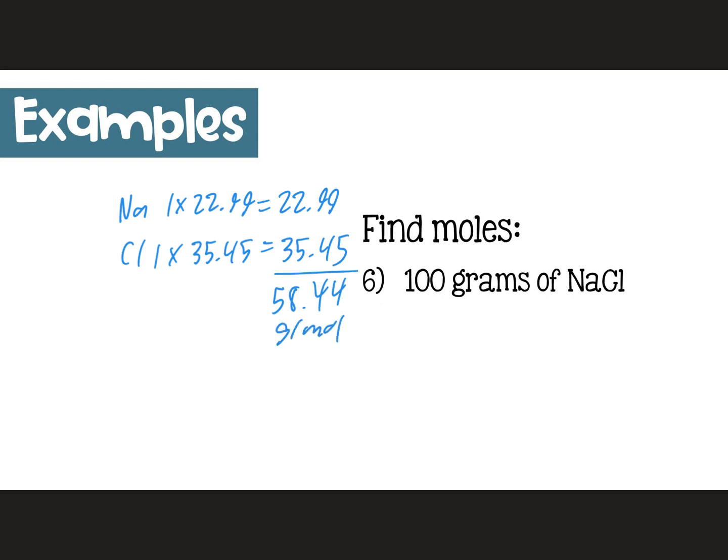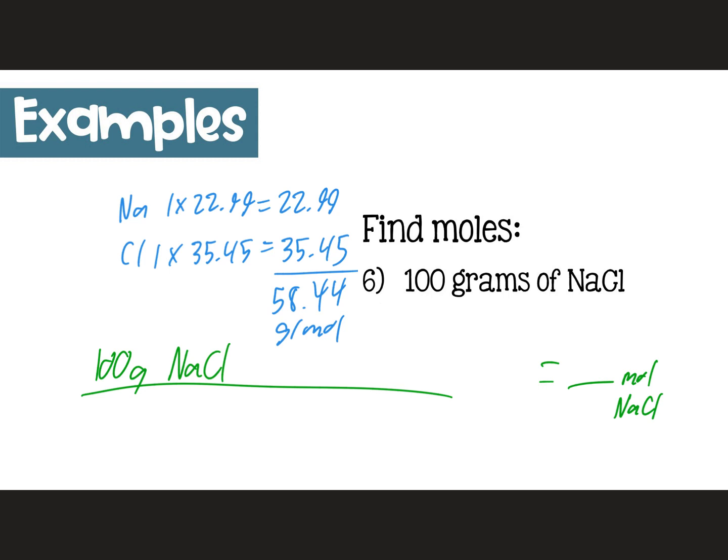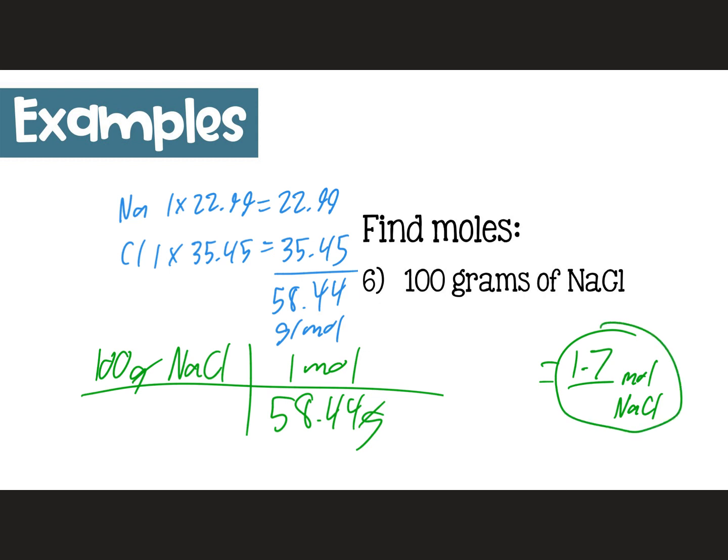100 grams of NaCl is equal to blank moles of NaCl. To convert from grams to moles, we need to put the 58.44 grams on bottom so that they cancel with the previous set of grams. And then we're going to put 1 mole on top. Now let's take our 100 grams and divide by 58.44 since it's on bottom to get 1.7 moles.